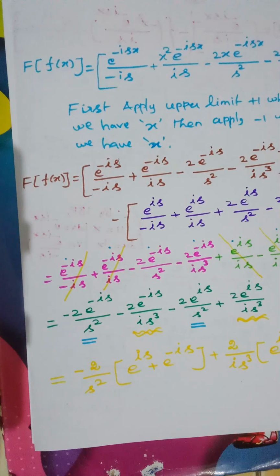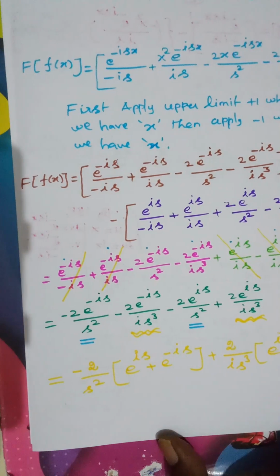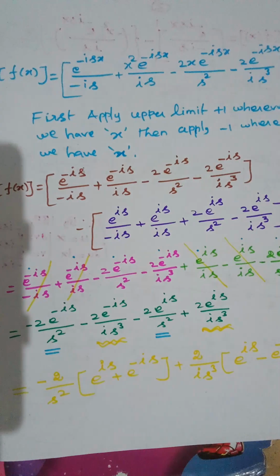So e power minus is. Hereafter we don't have any x inside of the bracket, isn't it? So instead of the x, we are going to apply the upper limit as well as the lower limit, so that we should not write x hereafter. So e power minus is by minus is, and then plus e power minus is by plus is, and then minus 2 into e power minus is by s squared, minus 2 into e power minus is by I into s cube. So this is over for the upper limit.